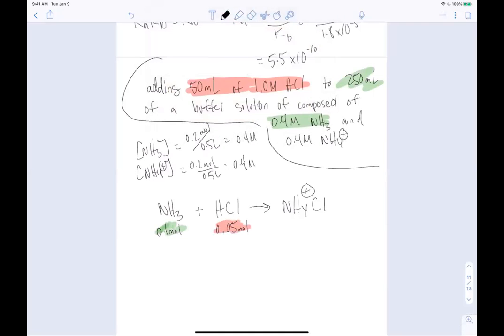So that's at the start of this neutralization reaction. When this is all said and done, we know that we are going to still have some ammonia left over. We're going to have no acid, we're going to have 0 of that. But we're still going to have some ammonia left over, 0.05 of that. And we're going to have formed 0.05 moles of this.